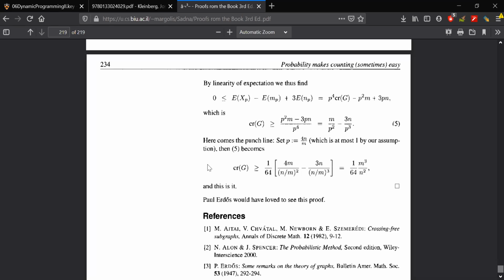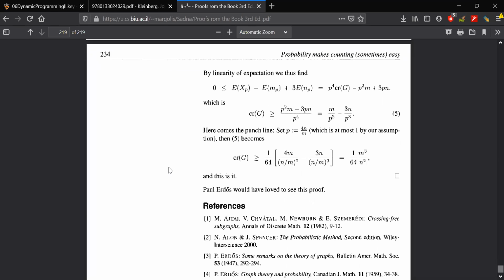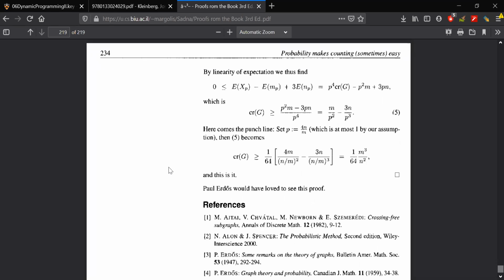Does this make sense? This RHS might not always be in such a nice form that you can optimize for it and solve it. So you'll have to work with lower bounds, some weaker lower bounds.